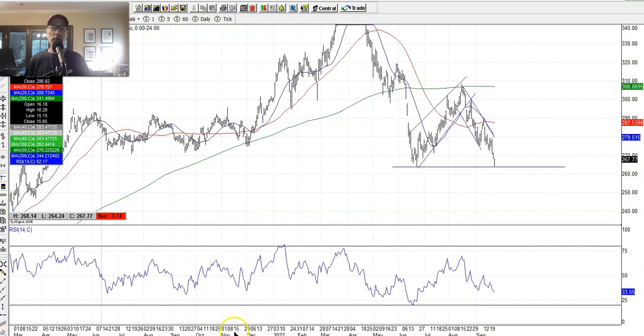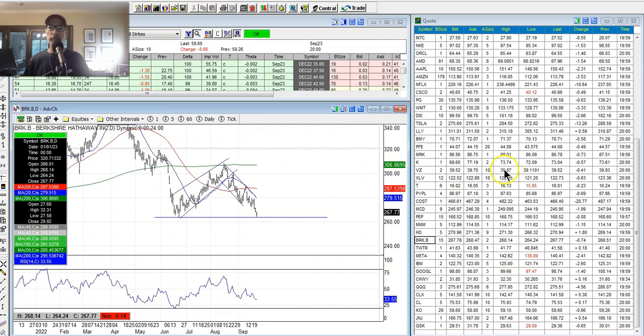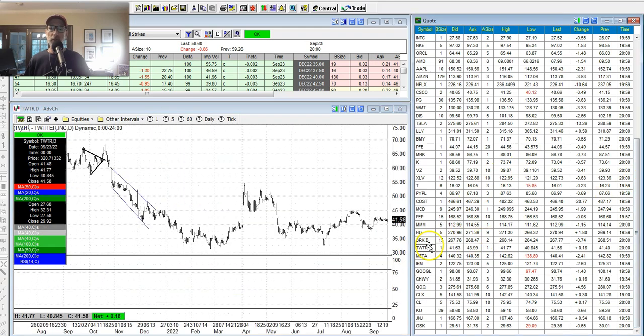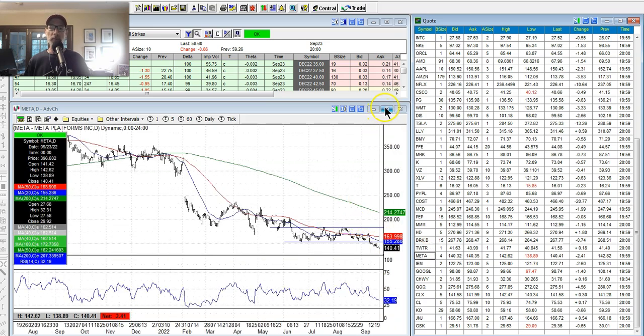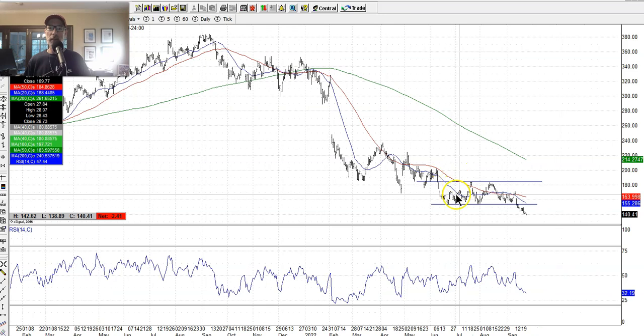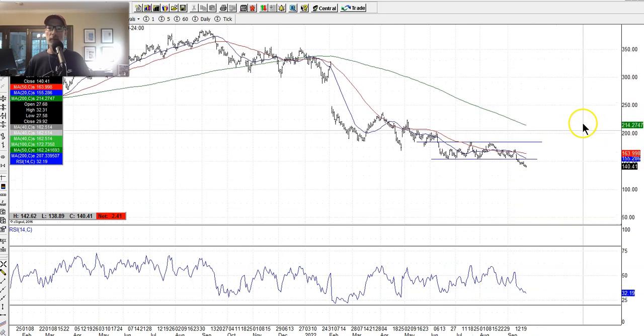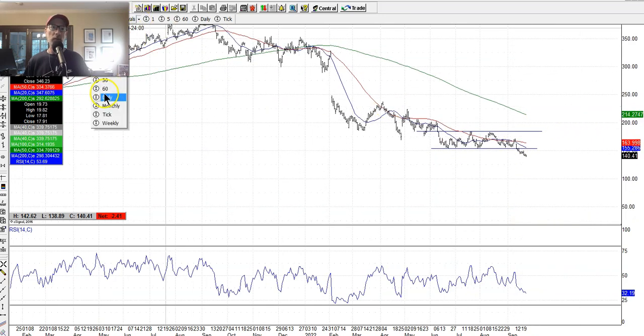All right, let's go back to the charts and wrap this up here. Anything else? Twitter. We don't talk about Twitter too much because there's just too much happening. Elon Musk, who knows what's going to happen with Twitter. Facebook here, falling once again, had the channel falling through that. Facebook coming down. Let's look at the monthly.